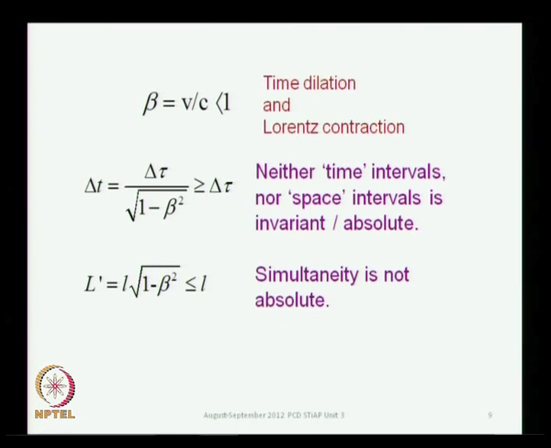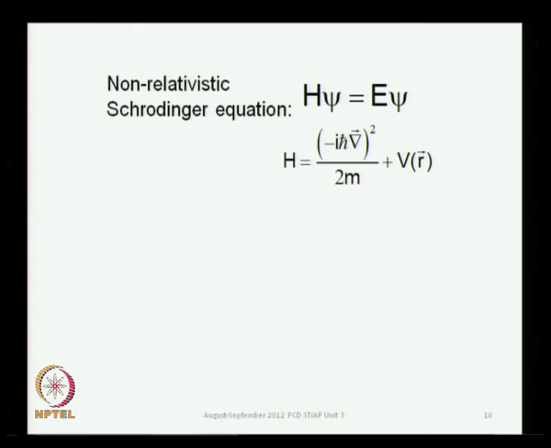This is guided by a reconciliation with our notion of simultaneity. What is simultaneous for one observer is not necessarily simultaneous for the other. And then one needs to ask that if neither space nor time intervals are invariant under Lorentz transformations, what is it that is invariant? And that is the quantity of interest.